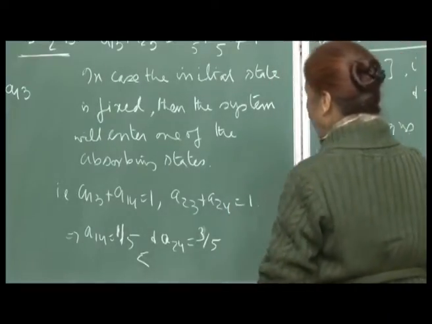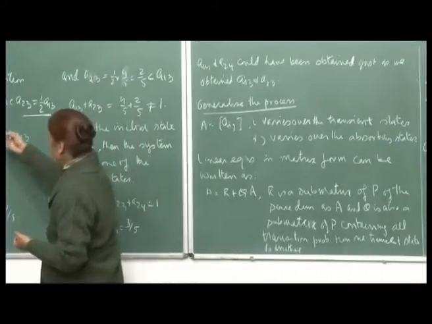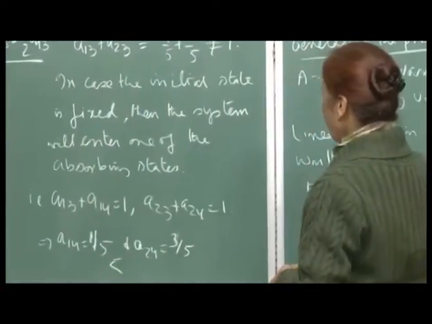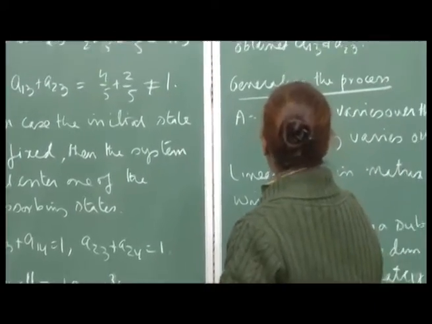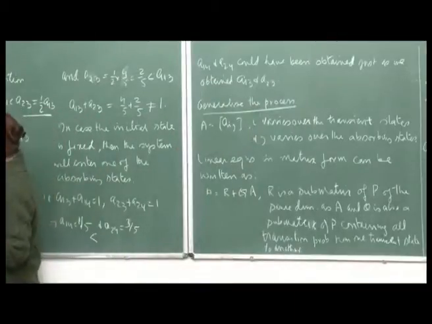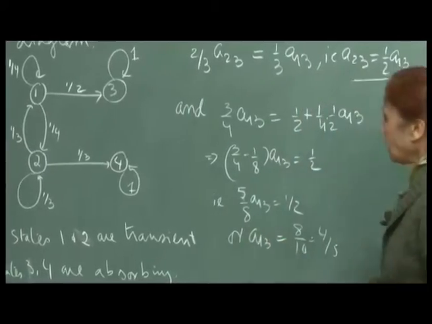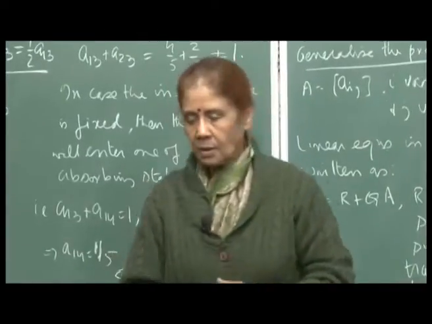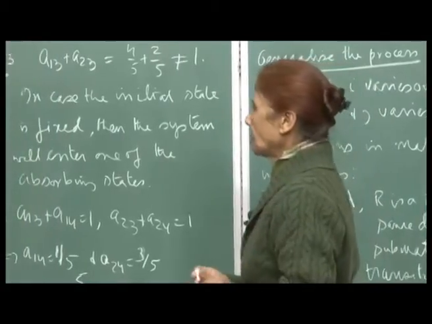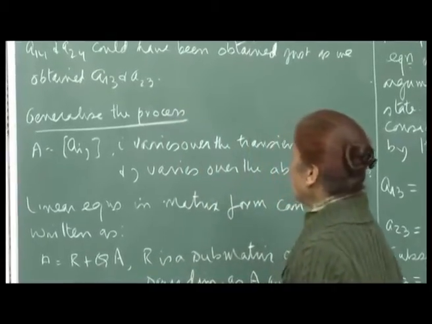Now, A14 and A24 I could have also obtained just as I wrote down the equations for A13 and A23. So, the same way I would write down the equations for A14 and A24 and I would compute them, right. Okay. So, this is the method for computing the absorbing probabilities, and as we have seen that these probabilities will depend on where the system is, unlike the steady state probabilities which are independent of the starting state. Okay. Now, let us just generalize this process.